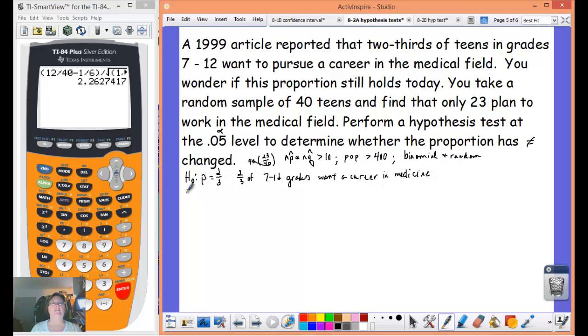The alternate hypothesis is what we're going to say based on our sample. We think that P may not be 2/3. We think it's different than that. Okay? So we've got steps 1 and 2.